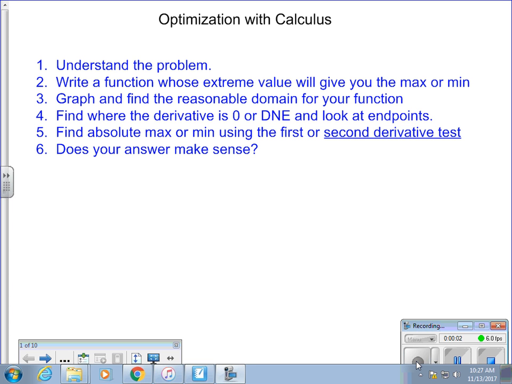Optimization. Maximizing or minimizing. What have we been looking for? The maximum and the minimum. That's what optimizing is. What is the maximum profit I can make? What is the minimum amount of material I need to use in order to make this particular object?